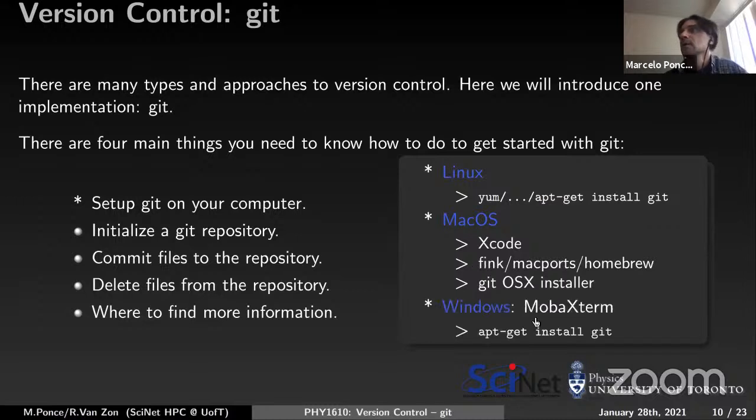If you are on Windows and you are using MobaXterm, which is the one I would recommend for you to use because it allows you to get graphics from the cluster, you just type in MobaXterm apt-get install git. And again, let me reemphasize this. This is if you want to work with Git on your local computers, which again is something I will encourage you to do, at least just for trying and putting your process under version control.